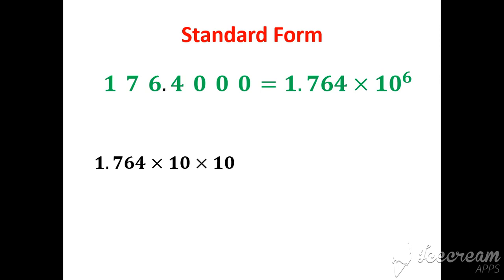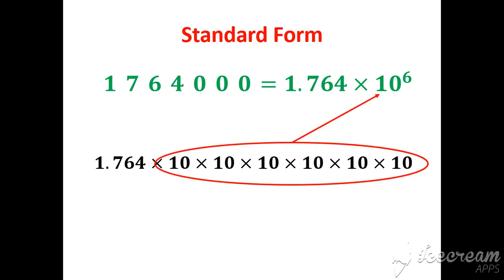Move it twice, multiply it by 10. Move it again, multiply by 10, move it again, multiply by 10, move it again, multiply by 10, and finally we multiply it by 10 to get it to where it should be. So you can see now we've got 10 times 10 times 10 times 10 times 10 times 10, which is 10 to the power of 6.